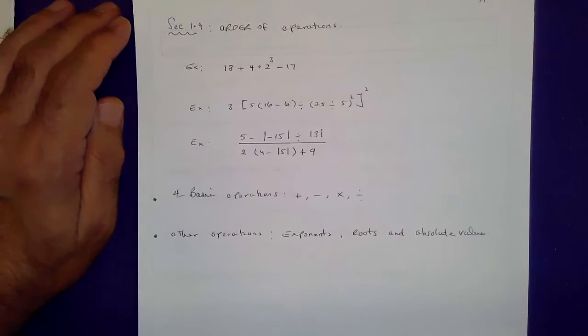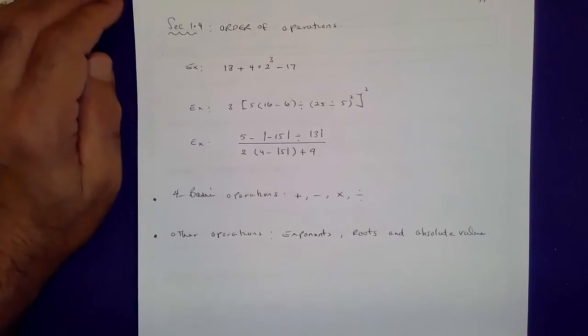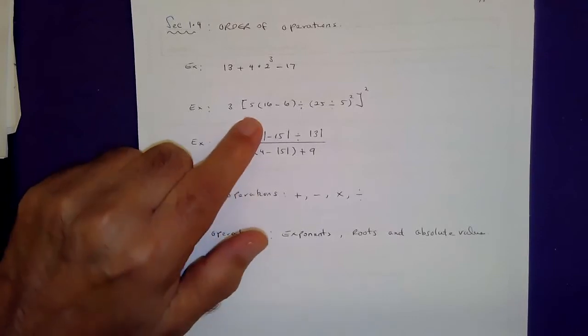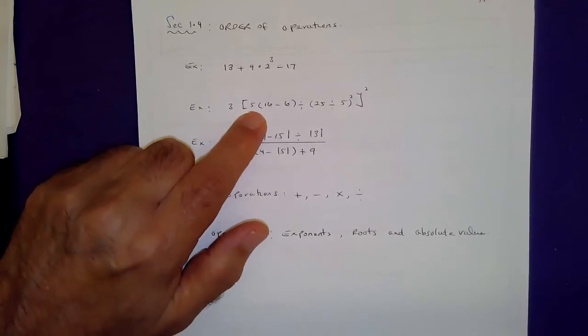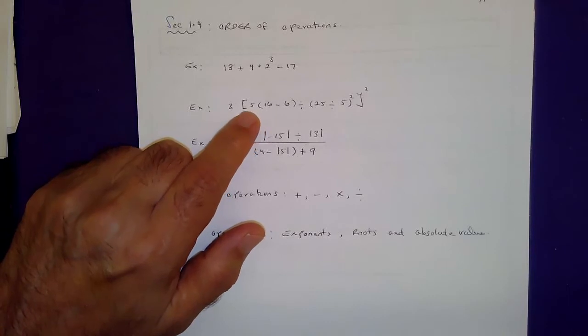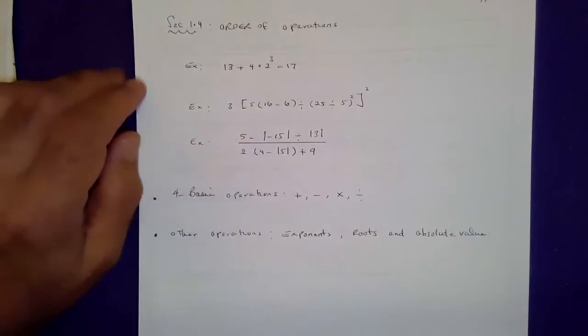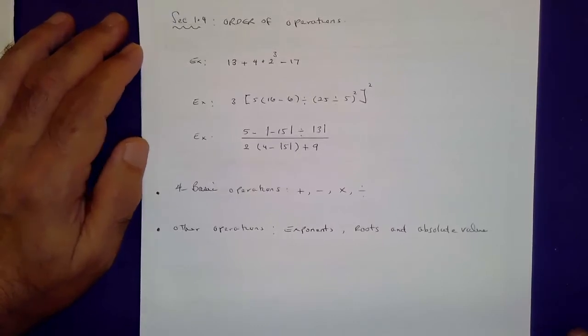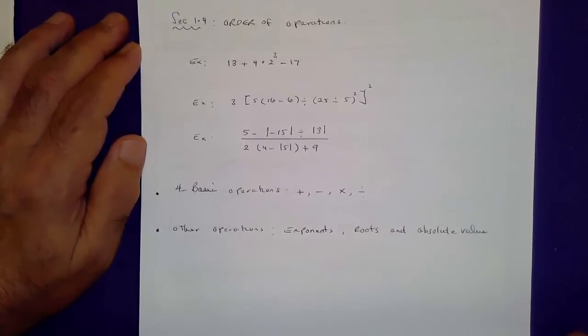Section 1.4, Order of Operations. In mathematics, sometimes you'll be dealing with expressions which involve multiple operations such as addition, subtraction, exponents, radicals, and absolute value. Also grouping symbols like, say, parentheses, brackets, and braces. So the question is, how do you simplify these kinds of expressions in algebra classes?